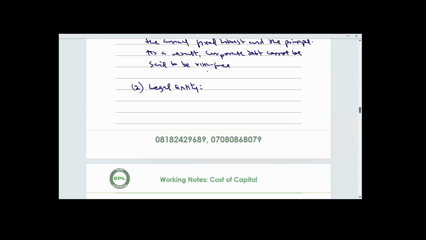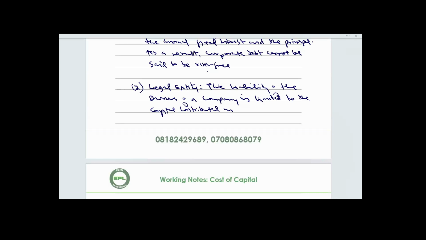When a company is liquidated, the liability of the owners of a company or business is limited to the capital contributed in the business.